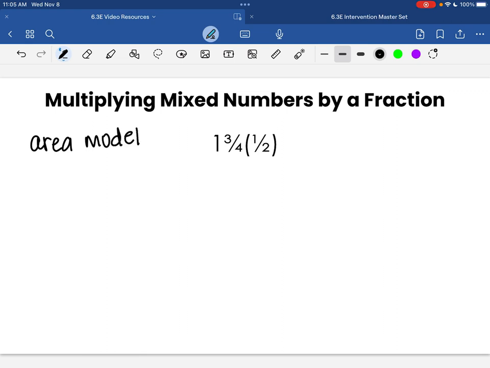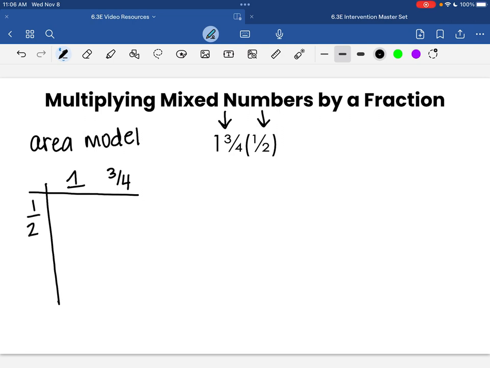And we've used area model since elementary school, and all that it means is that we are breaking up our two factors. So I look at the first factor and I have 1 and 3/4. And my second factor is 1/2.